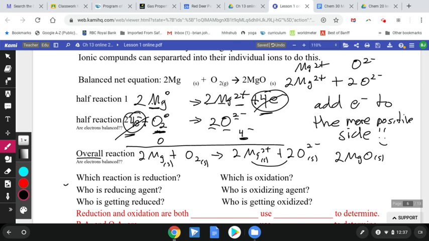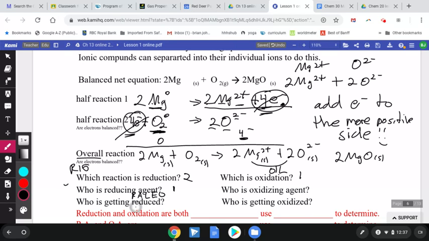Which reaction is reduction? Okay, reduction. So reduction is RIG, gain. Which one is gaining electrons? We're looking at the half reaction. Half reaction number 2 is gaining 4 electrons. Oxidation is a loss, OIL. And we have reaction number 1 losing 4 electrons. Who is the reducing agent? Reducing agents lose electrons, RALOIT. Who is losing electrons? Magnesium is losing 4 electrons to the product side. So half reaction number 1.